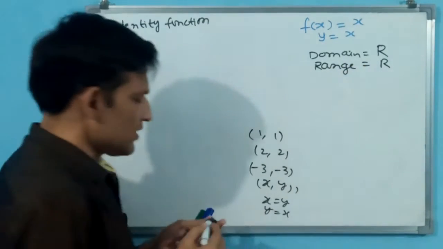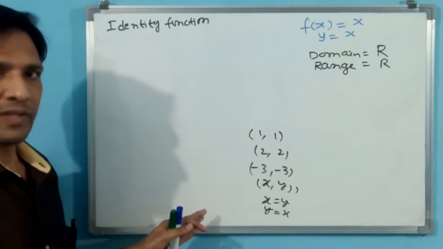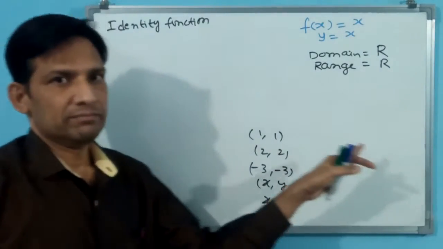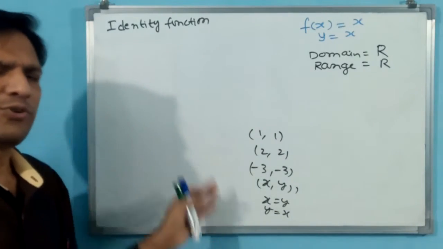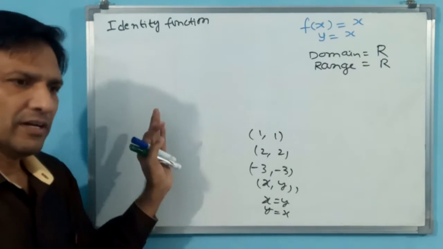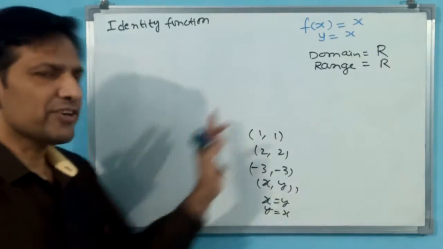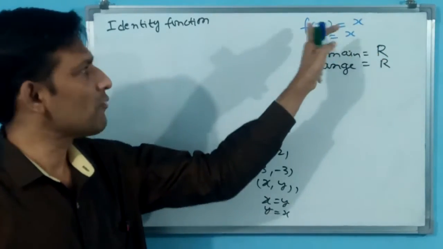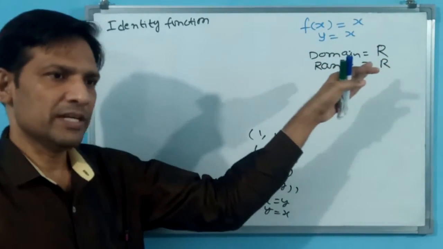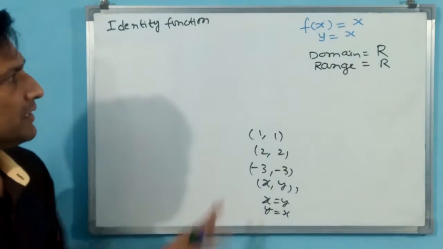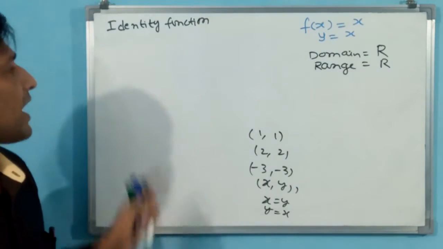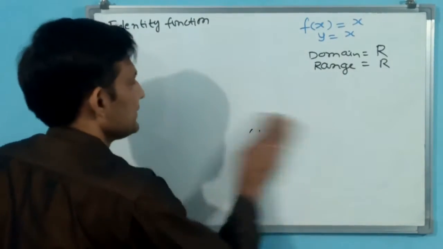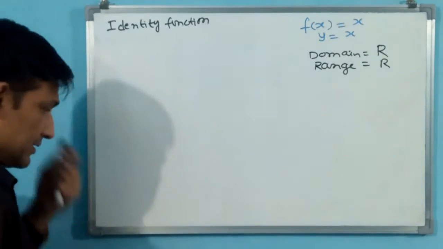Range also R. That means you can give anything, meaning any real number: whole number, zero, integers, rational numbers, irrational numbers, whatever it may be, you can give, and the same thing is going to come as output or y or function result. This is called identity function. We will draw the graph also. Okay, let us see how I am drawing the graph. Graphs are also important for functions.